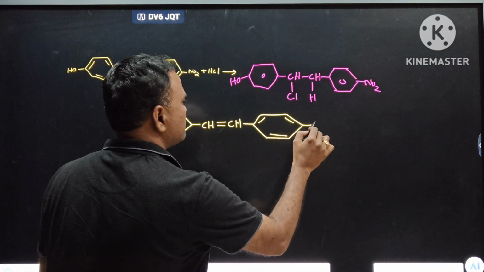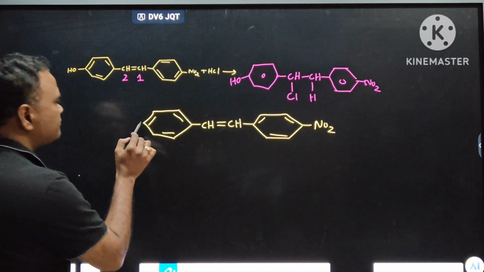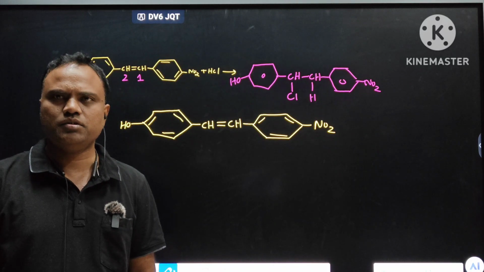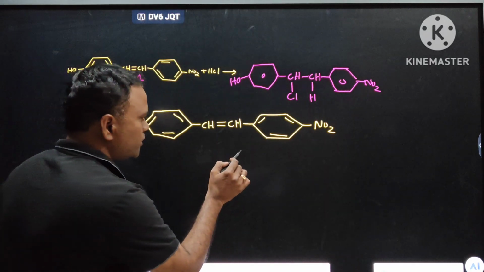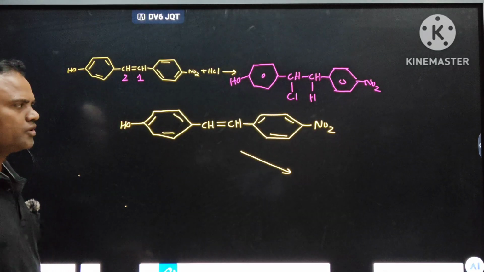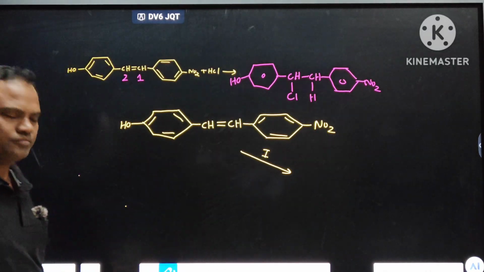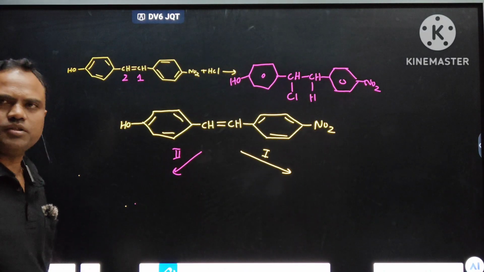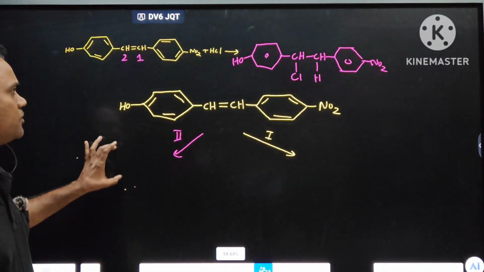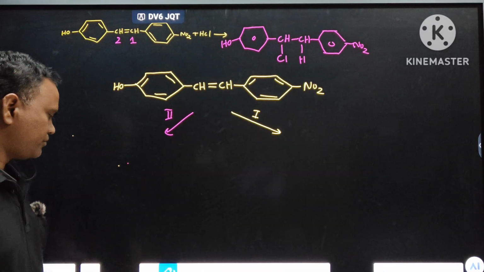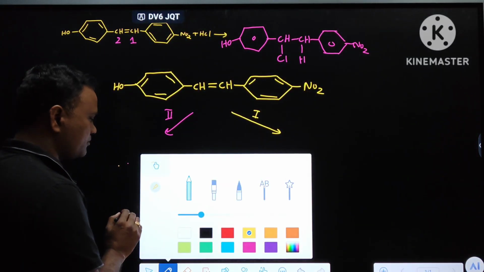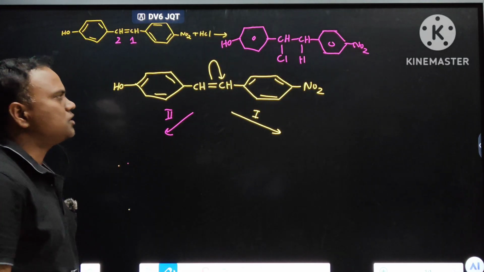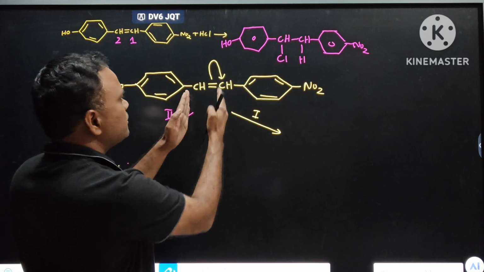What is the first step in the electrophilic addition mechanism? Formation of carbocation. Clear? Right. See, I am following two different paths. This is the first path, and this is the second path. What is the first path? What is the second path? Let us see. In the first path, I am shifting this bond towards the right-hand side double bonded carbon.